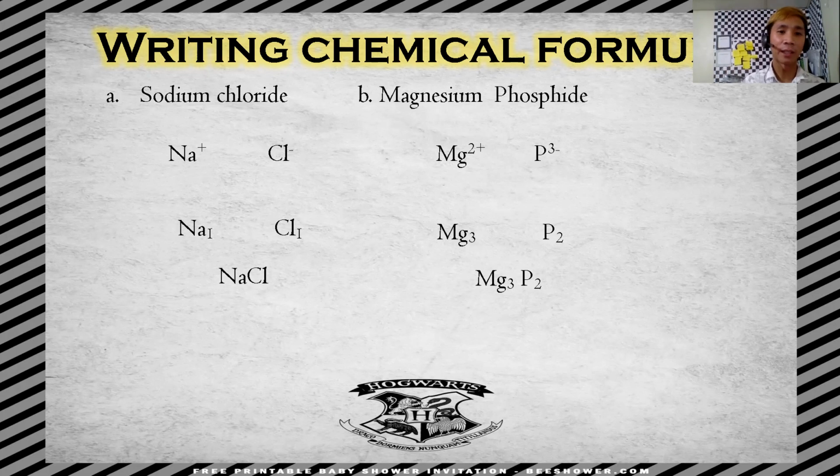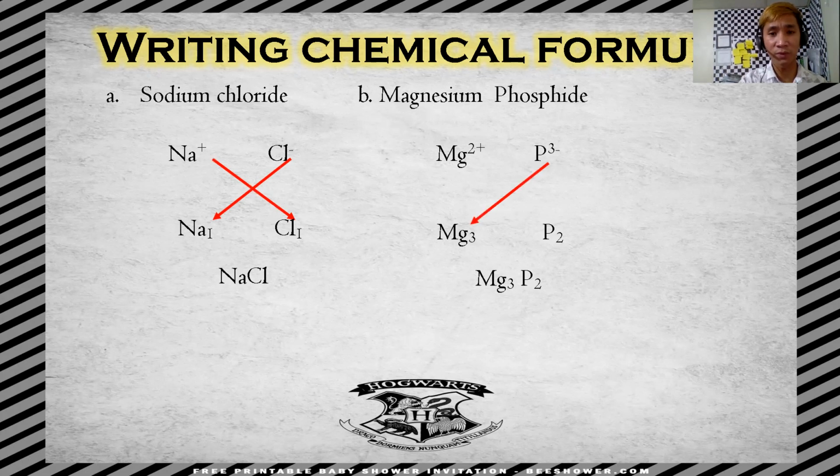Mangyayari diyan, mag-criss-cross lang yan. Yung oxidation number ni sodium magiging subscript ni chlorine. Kaya magiging 1 siya, nakita niyo may 1 dito sa baba. And then dito naman si chlorine, dahil may negative 1 yan, magiging subscript yan ni sodium. Pakita ko sa inyo kung paano yan. So yan. Okay? So we have sodium chloride.